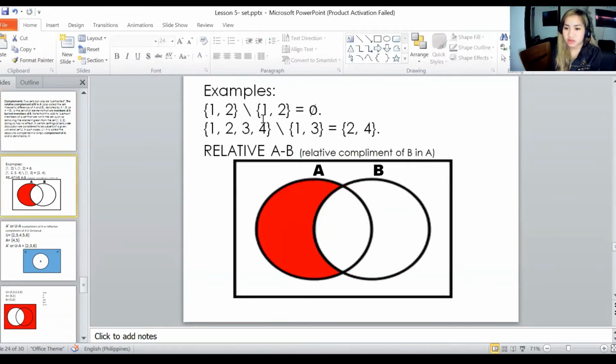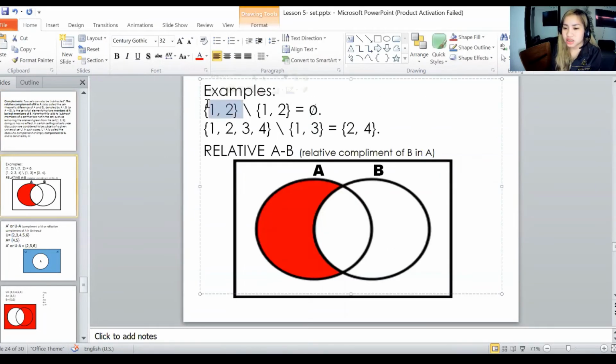So next, we have this example. Yung first set natin is 1, 2. Kunin daw natin yung complement nitong dalawang set na 'to. So kung ano yung wala sa pangalawang set na meron sa first set, ayun yung magiging answer natin. Since magkapares lang naman po sila, kapag sinubtract natin 'to or kinuha natin yung complement, ang magiging final answer is magiging empty set.